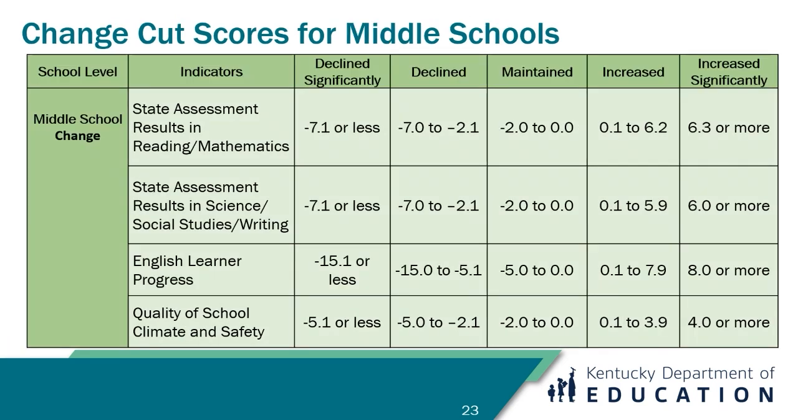This slide shows us the change cut scores for middle schools. Declined significantly is minus 5.1 or less, declined minus 5 to minus 2.1, maintained minus 2 to 0, increased 0.1 to 3.9, and increased significantly 4 or more.